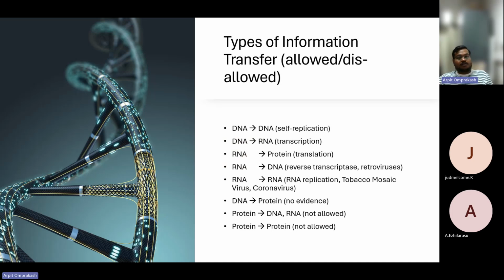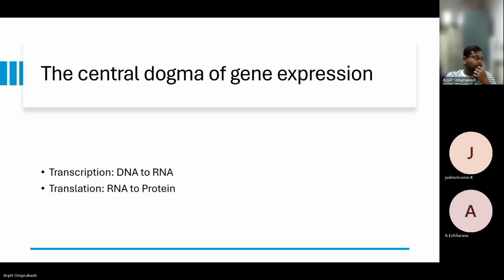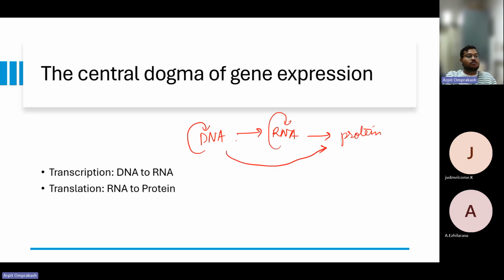Protein to DNA and RNA is not allowed and not observed, and protein to protein is also not allowed and not observed in nature. So this is basically the central dogma that we talk about. DNA forms RNA, forms protein. DNA can self-replicate, RNA can self-replicate. So this is what Crick proposed, right?